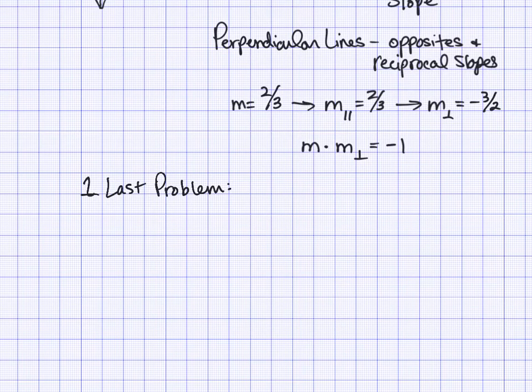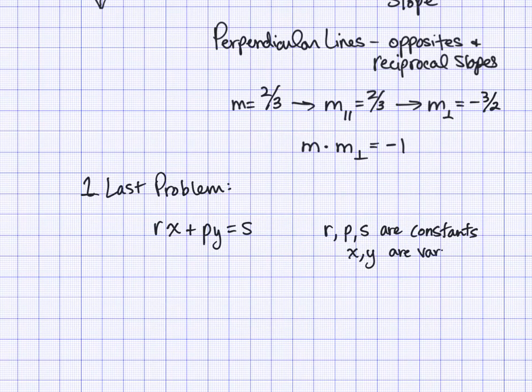Let's say I have a line that has the equation Rx plus Py equals S. And I know that R, P, and S are constants, meaning they're just numbers that aren't going to change. And x and y are my variables. So these are going to stay as the variables. Right? What is the slope of this line?